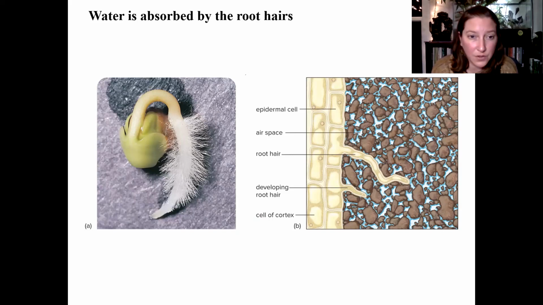Here on the left, you see root hairs coming off of this primary root. And then on the right, you can see the root hairs are part of the epidermal cells. Some of them have root hairs, some of them don't have root hairs.